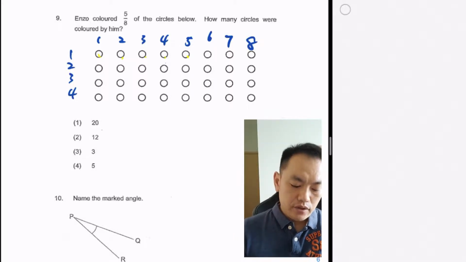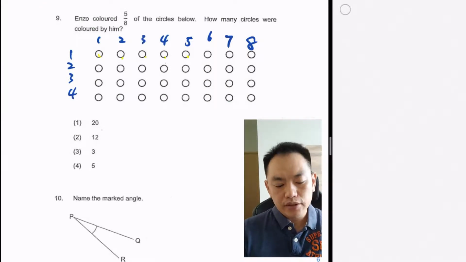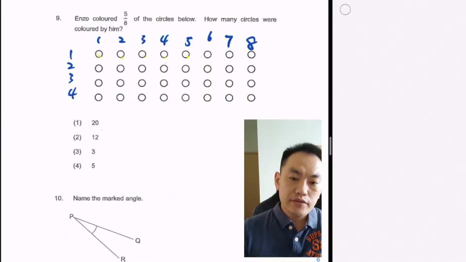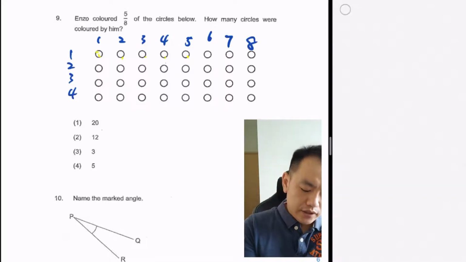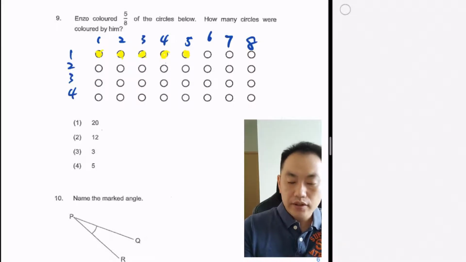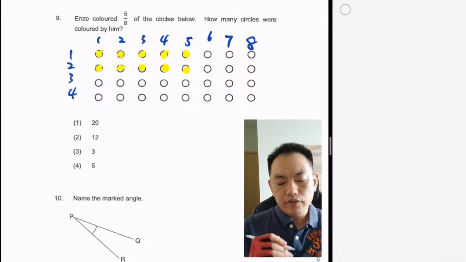And then the question says Enzo colored 5 out of 8 of the circles below, which means for every 8 circles, what does 5 out of 8 mean? That means for every 8 circles, he colored 5. So for the first row, there are totally 8 circles, and then he colored 5 of them. Okay? And then the same thing for the second row, he also colored 5 of them. Okay? So he does the same thing for every row.